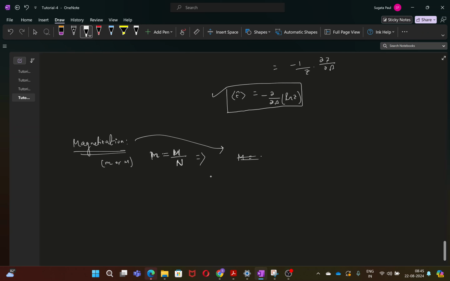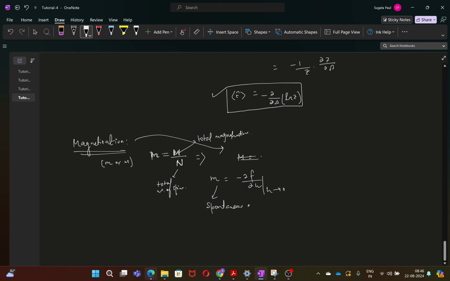So your small m, that is the magnetization per spin, where capital N is the total number of spins, and capital M is the total magnetization, and small m is magnetization per spin. So small m is basically minus del f del h at h tends to 0. Because it is a spontaneous magnetization, we are looking at when the external field small h is tending to 0.